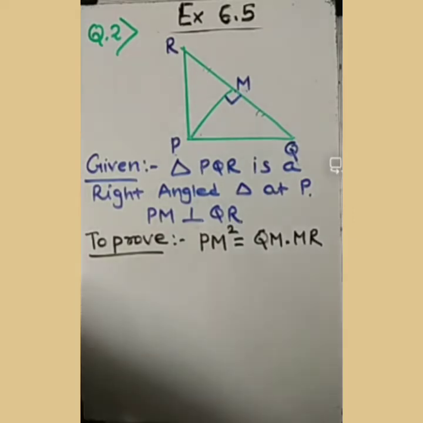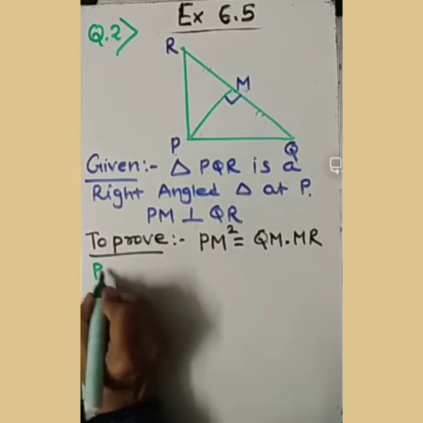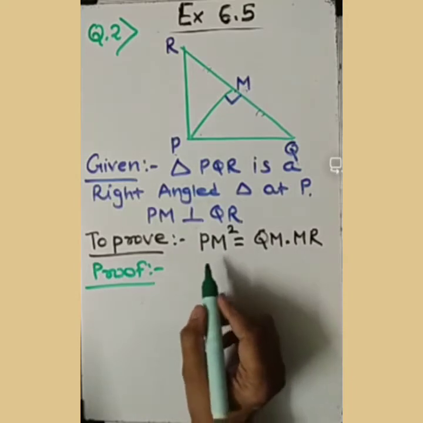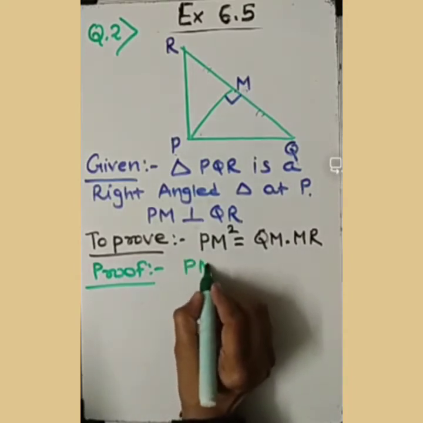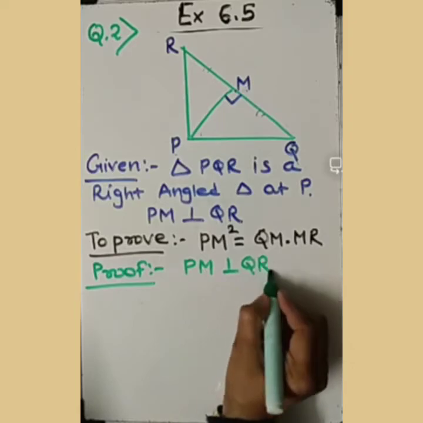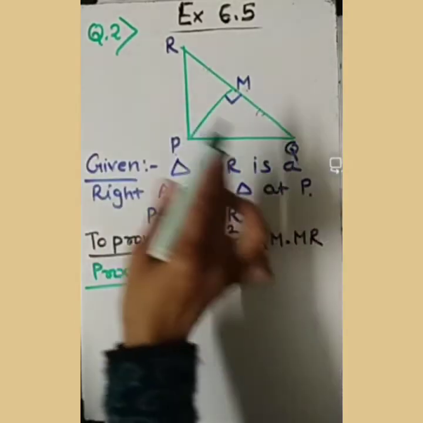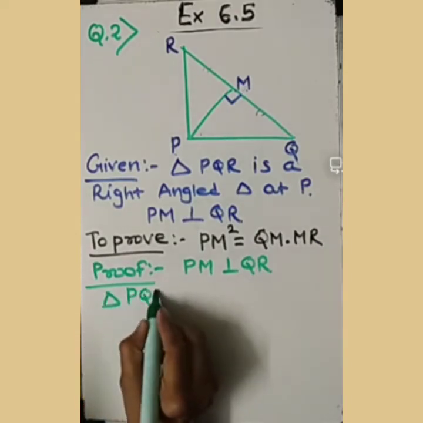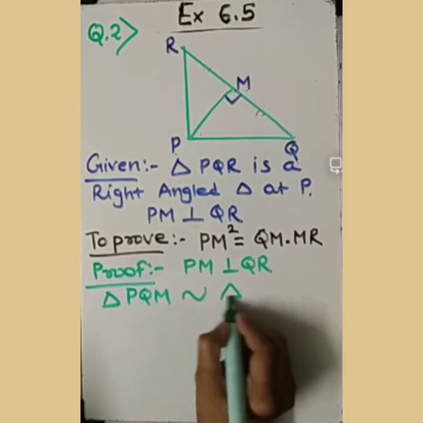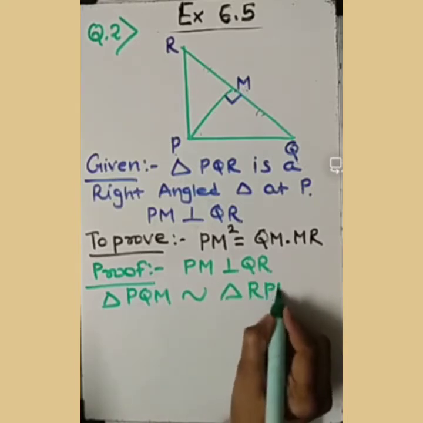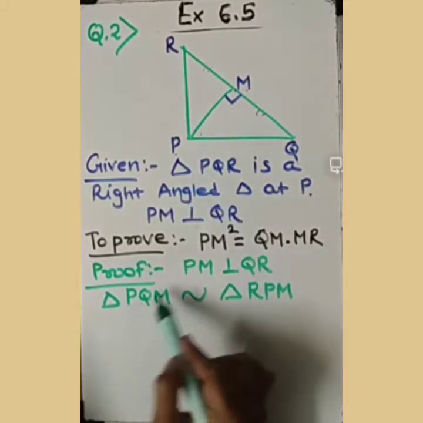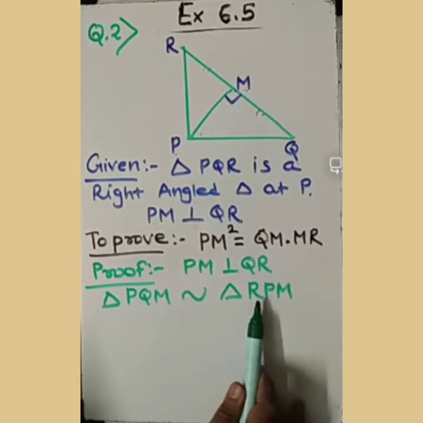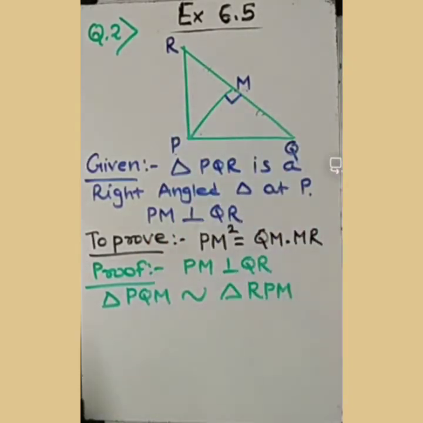We know that in the proof we need to start from here. What are we given? PM perpendicular to QR. Agree? If PM is perpendicular to QR, then can I say triangle PQM is similar to triangle RPM? Clear?